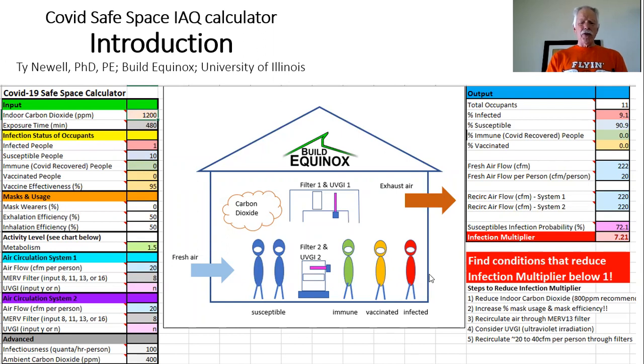What we see on this front sheet is the main working sheet for the spreadsheet tool. There's inputs on the left, there's outputs on the right, and then there's a couple of other spreadsheets. But these are all understandable. You don't need to be a building science expert. You don't need to be a facilities expert. You just need to be a concerned person who would like to understand what makes a space safe.